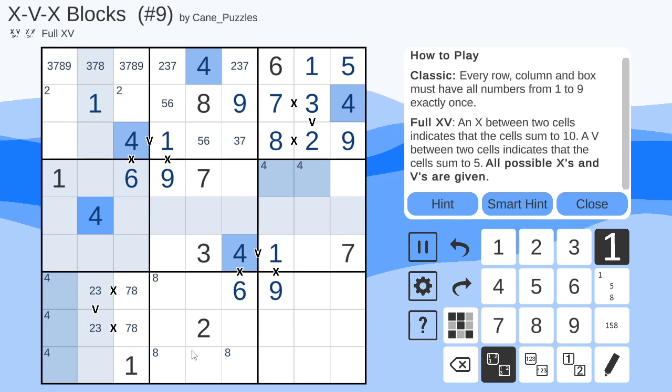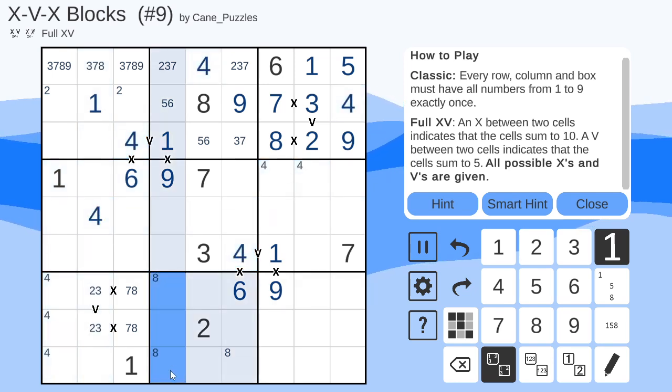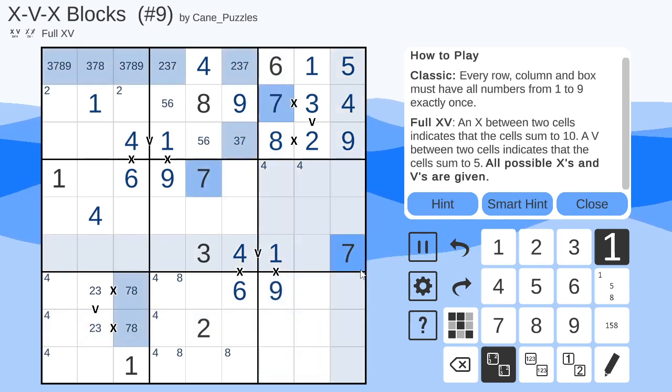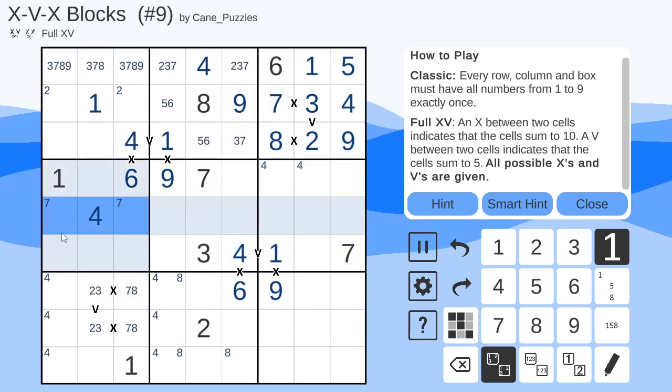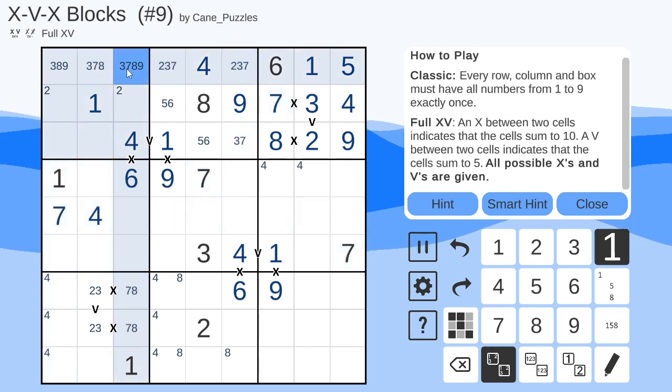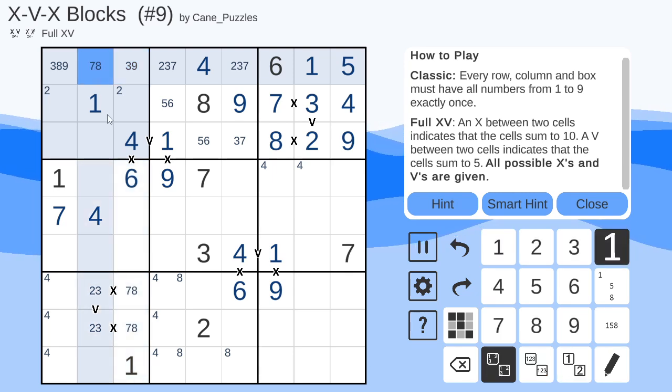And 4 here. 4 in all these. Seven has to go here. This 7 sees this, so this is the 7. 7, 8 sees this. This sees the 2, 3 pair.